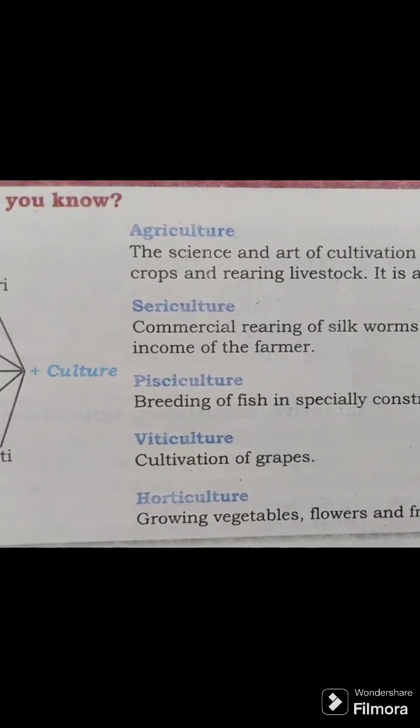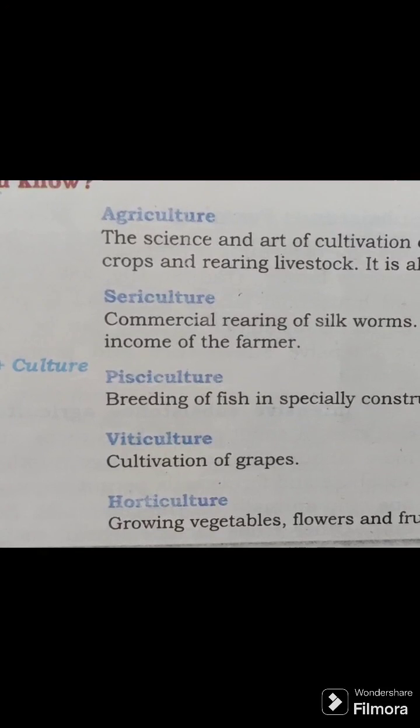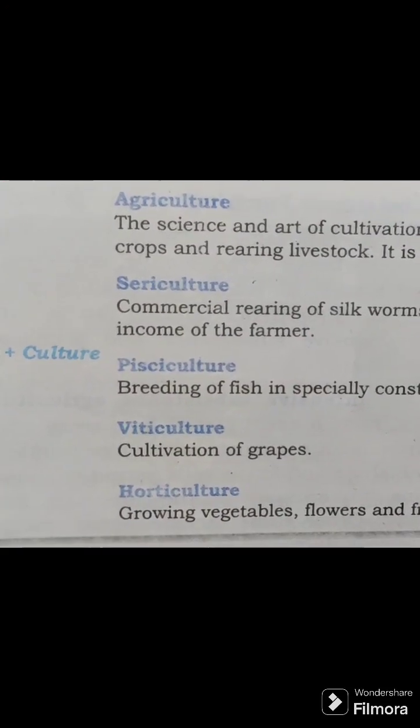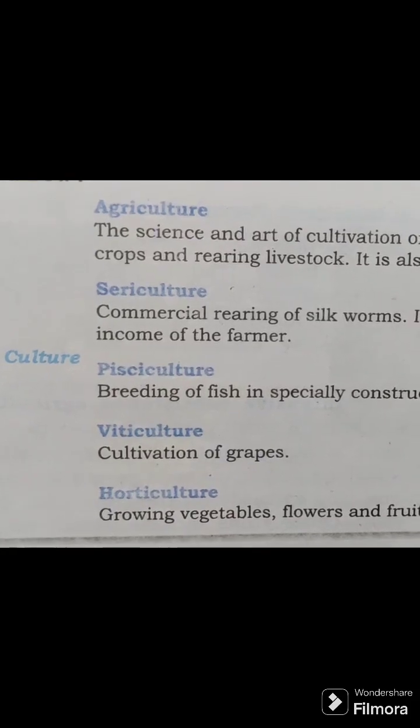It may supplement the income of the farmer. Pisciculture is breeding of fish in specially constructed tanks and ponds. Viticulture is cultivation of grapes, and horticulture is growing vegetables, flowers, and fruits for commercial use.